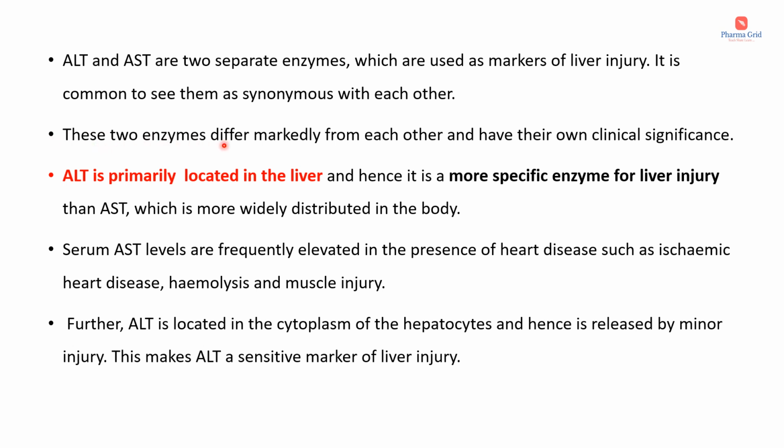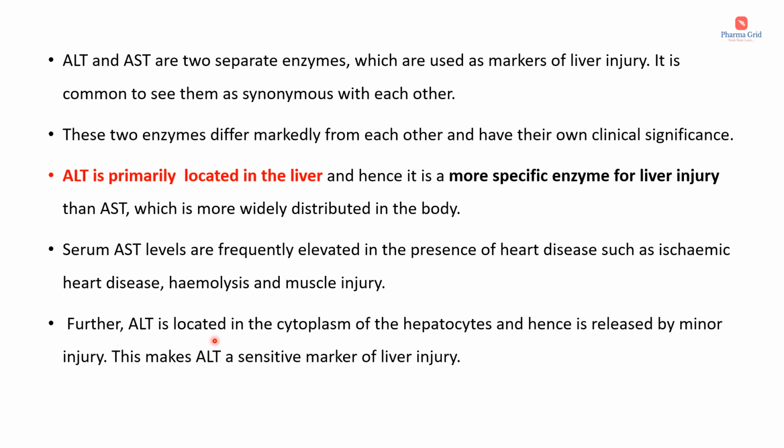But these two enzymes differ markedly from each other and have their own clinical significance. ALT is primarily located in the liver and hence it is a more specific enzyme for liver injury than AST, which is more widely distributed in the body. Note this: ALT is primarily located in the liver and is a more specific enzyme for liver injury than AST. Serum AST levels are frequently elevated in the presence of heart diseases such as ischemic heart disease, hemolysis, and muscle injury.